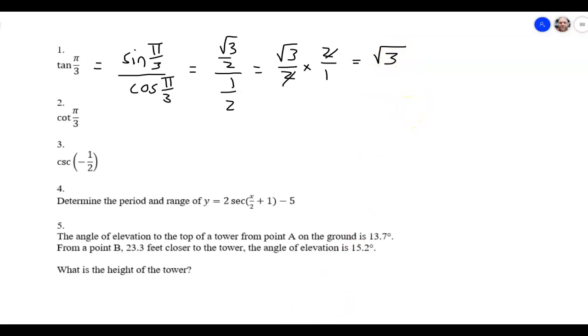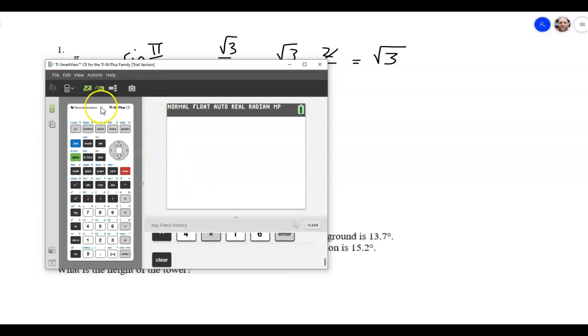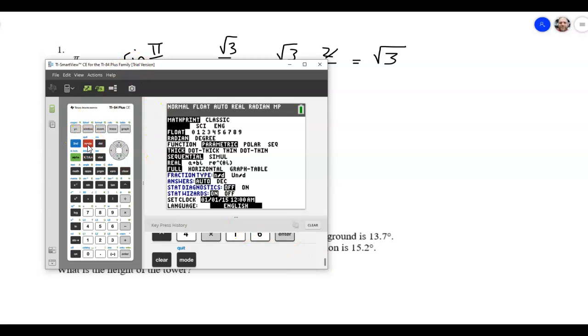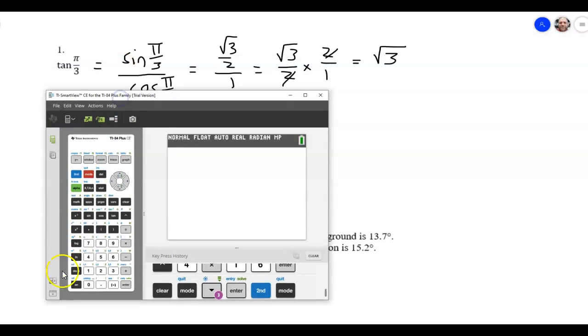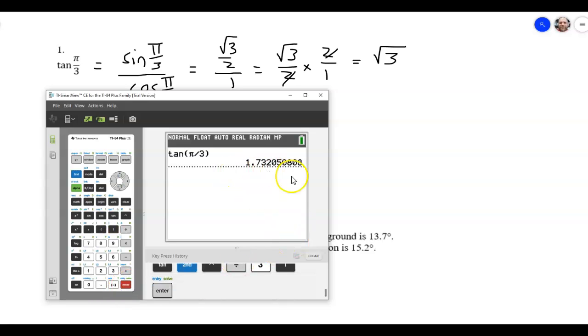Now, if I try to do this in my calculator here, making sure that I was in radians, which I am. Let me change this back to function here. If I were to just put in the tangent of pi over 3, it's going to give me a decimal number here. And there's no way for me to have the calculator convert that to a square root.